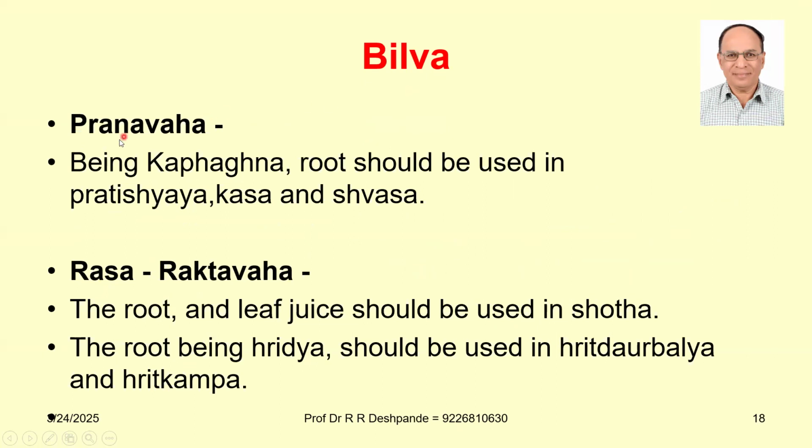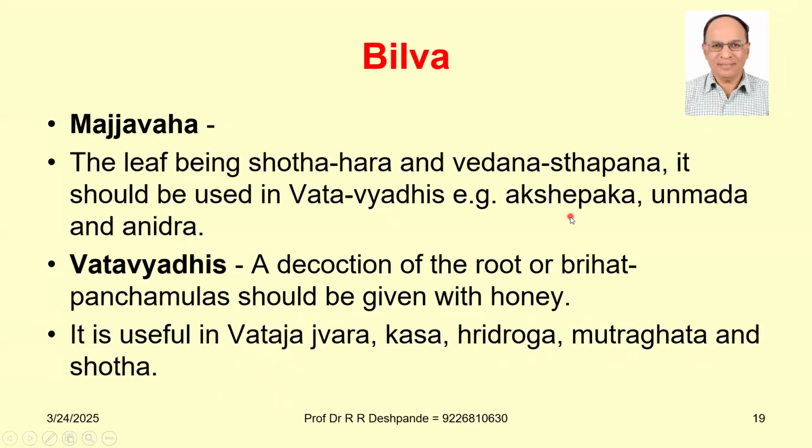Now, action of Bilva on respiratory system, as this is anti-kapha. Bilva root should be used in pratishaya, that is rhinitis, cough, and breathlessness or bronchial asthma. Bilva action on the circulatory system: the root and the leaf juice should be used to control the edema. The root is also the best stimulant and protection for the heart, should be used whenever there is a weakness of the heart, we can understand it by the ejection fraction in 2D echo, and also Hritkampa, that is palpitation.